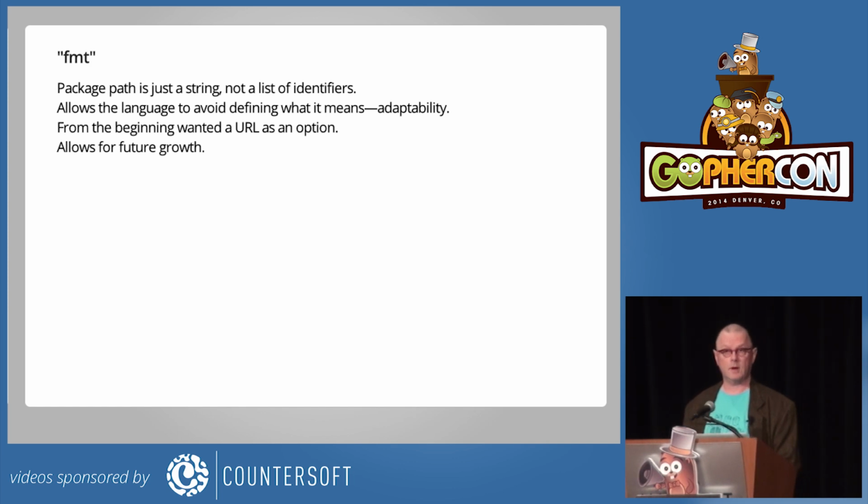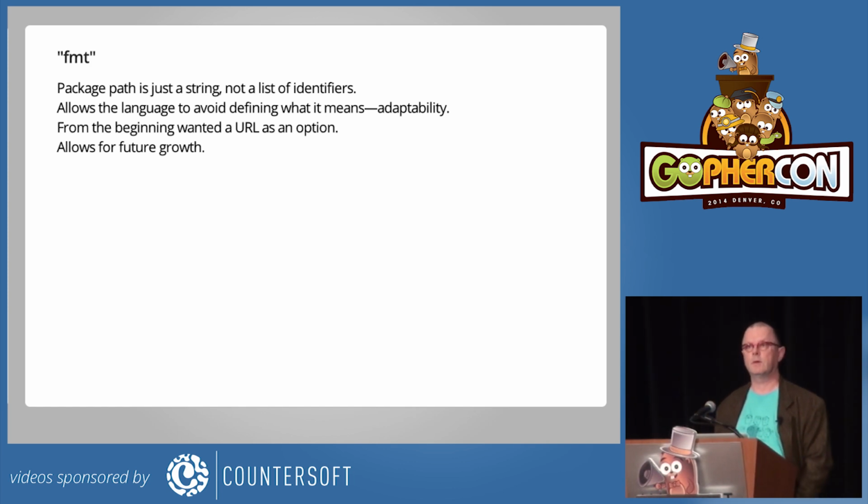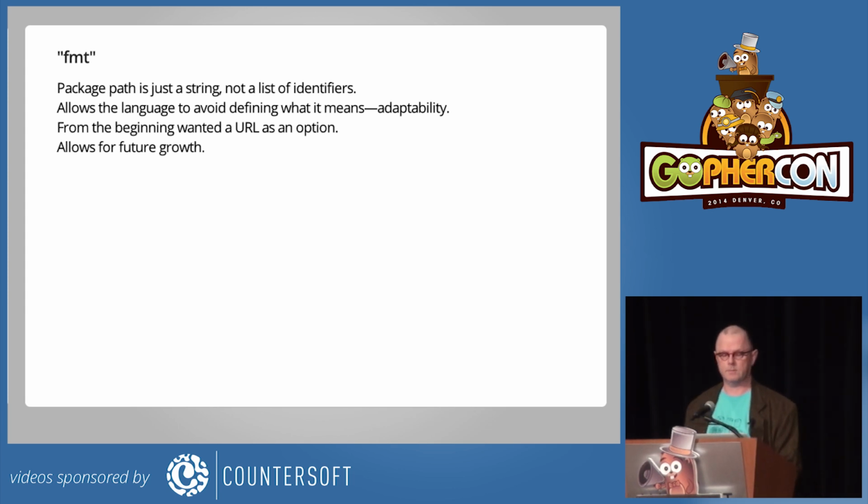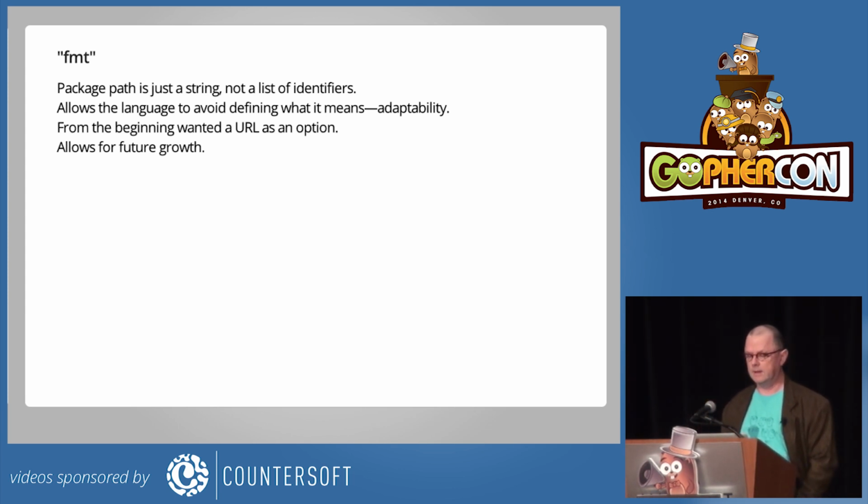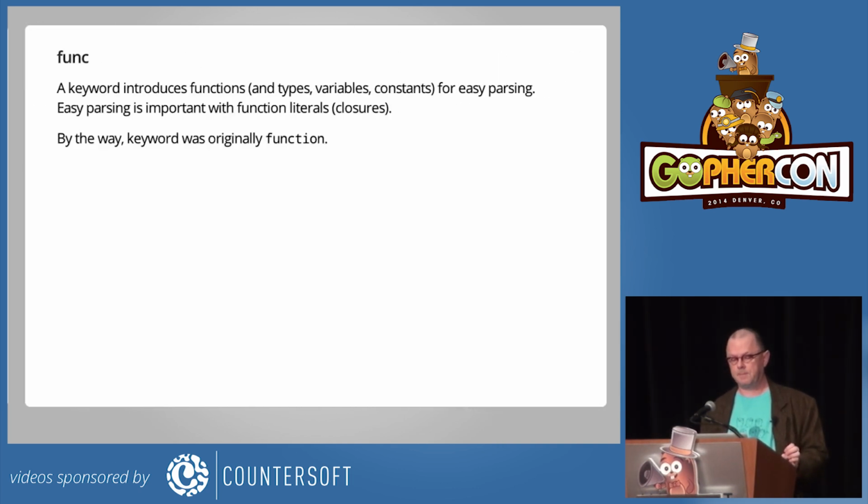And of course, URLs were what we had in mind, but who knows, maybe some other mechanism will come up. There's already talk about doing versioning through the package path string, that kind of thing. That was always planned to be an open thing. It was just an explicit decision. This allows for future growth, which of course is exactly what's happening.